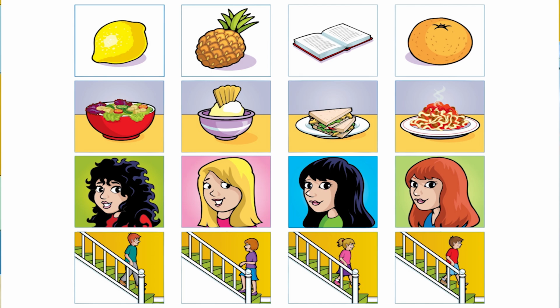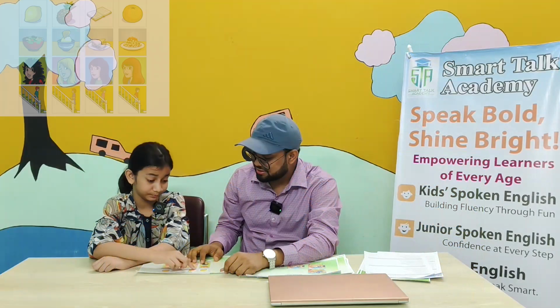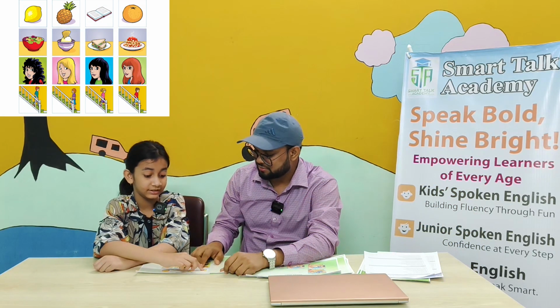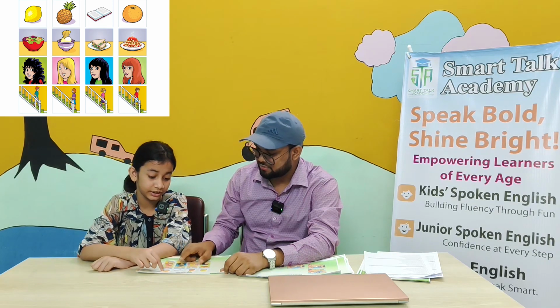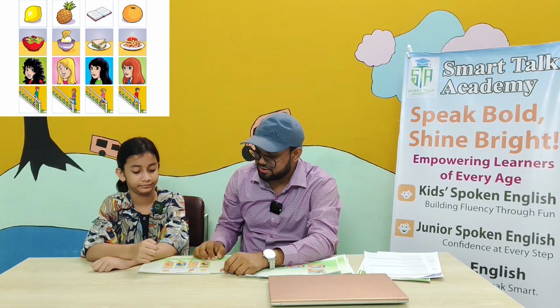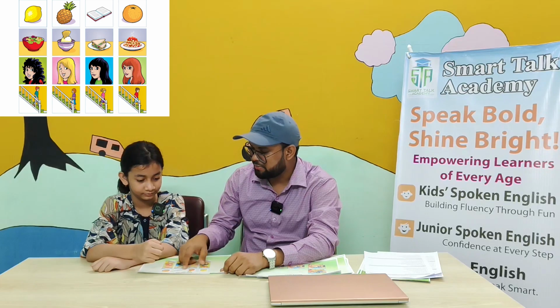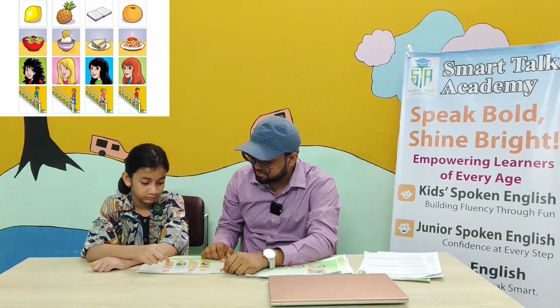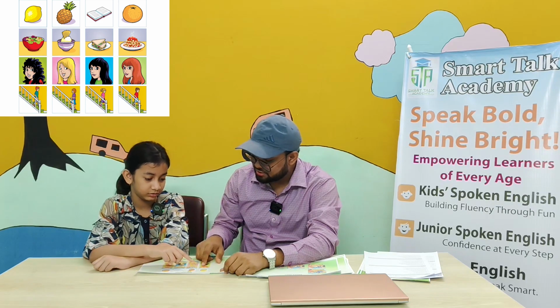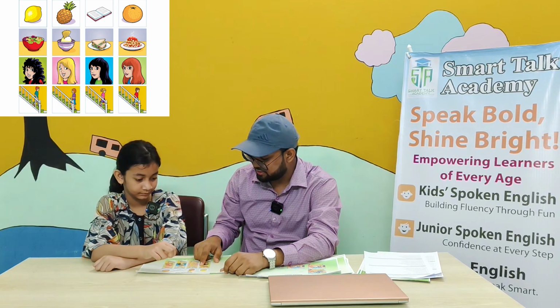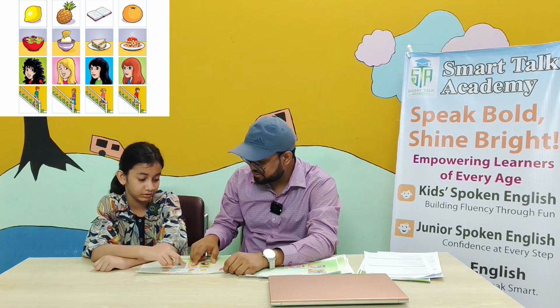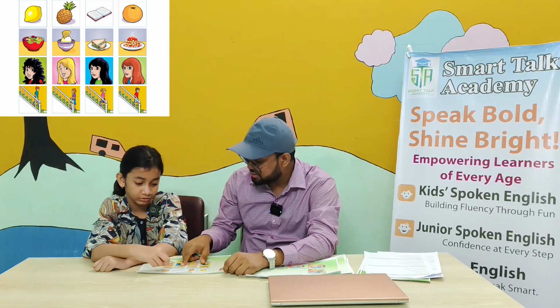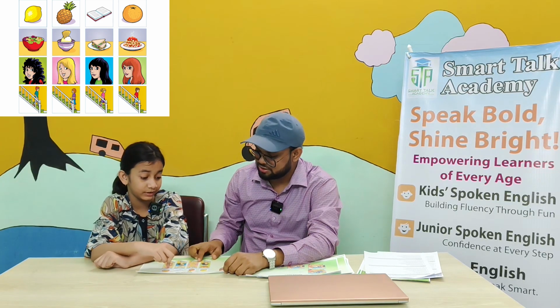In the first line, which one is different? The book is different. Why is the book different? Because this is lemon, pineapple and orange. This is a book. And we know that lemon, pineapple and orange are fruit. Okay. So which one is different here? The salad is different. Why? Because rice ball is cooked, sandwich is cooked, and the chow is cooked.